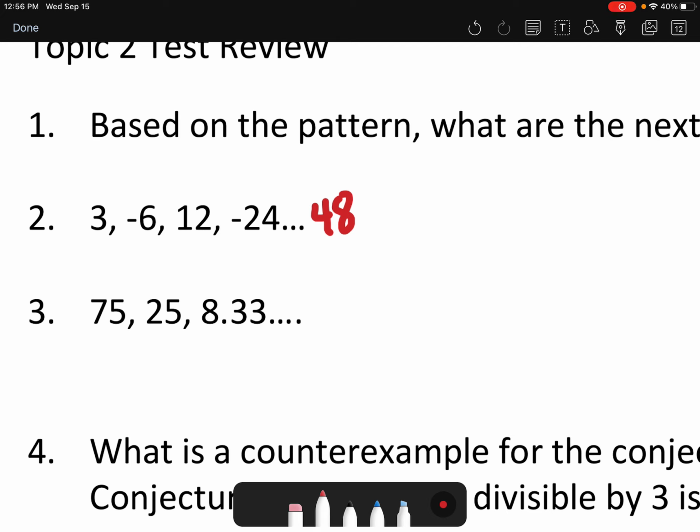Next thing we're looking at is that same thing. We have to multiply 48 times 2 and we get 96. And so our next term has to be negative, so it's going to be negative 96.